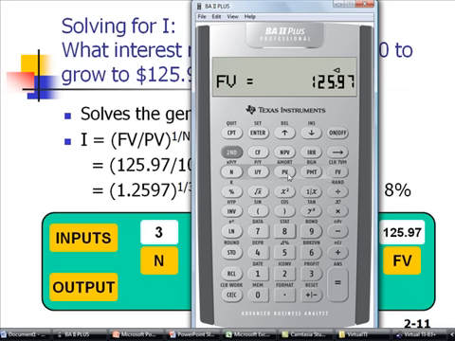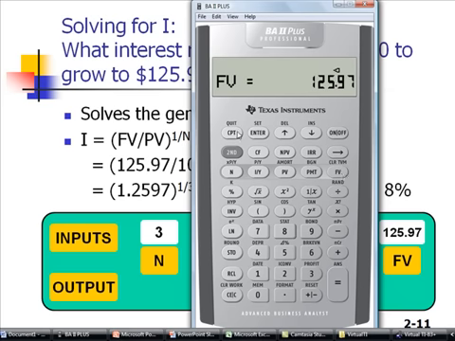Now, why did I put a minus sign on one and not the other? You have to think of it in terms of direction of the cash flow. A cash outflow should have a negative sign on it. A cash inflow should have a positive sign. And in this situation, you're investing $100 up front to get $125.97 later on. So investing something means that the money comes out of your pocket today. You forego that money today. So that should have a negative sign on it. Whereas on the future value, it's positive because you get that money back from your investment. It's flowing back into your pocket.